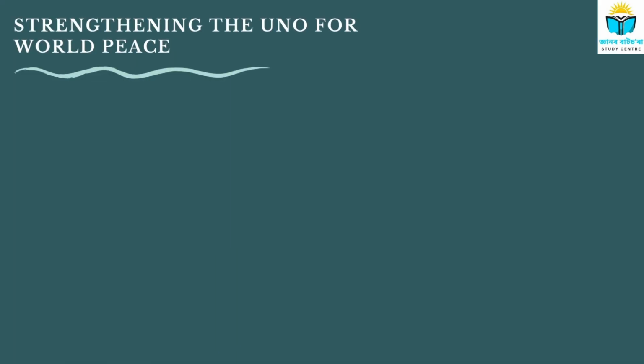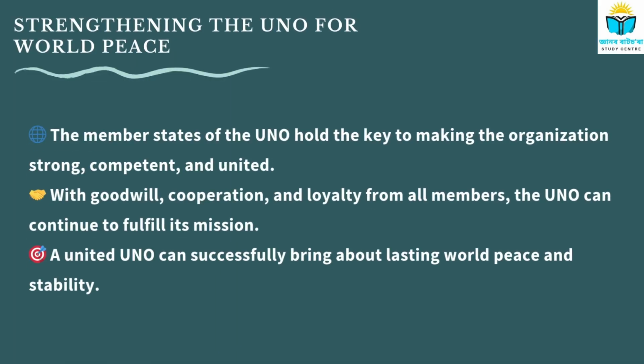To make the UNO stronger and more effective, the most important role is played by its member states. That means all the countries that are part of the UNO. If these countries show goodwill, cooperate with each other, and remain loyal to the principles of the United Nations, then the organization can work more efficiently. A united UNO, with the support of all its members, can truly achieve its dream, a peaceful and stable world where nations live in harmony. It all depends on unity and commitment.